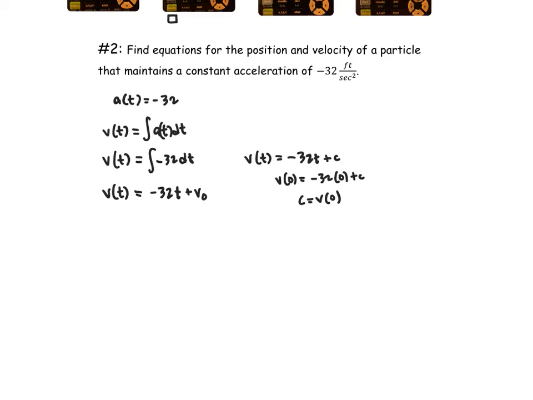Okay, now the position, I'm going to go with s of t, is equal to the integral of v of t dt.